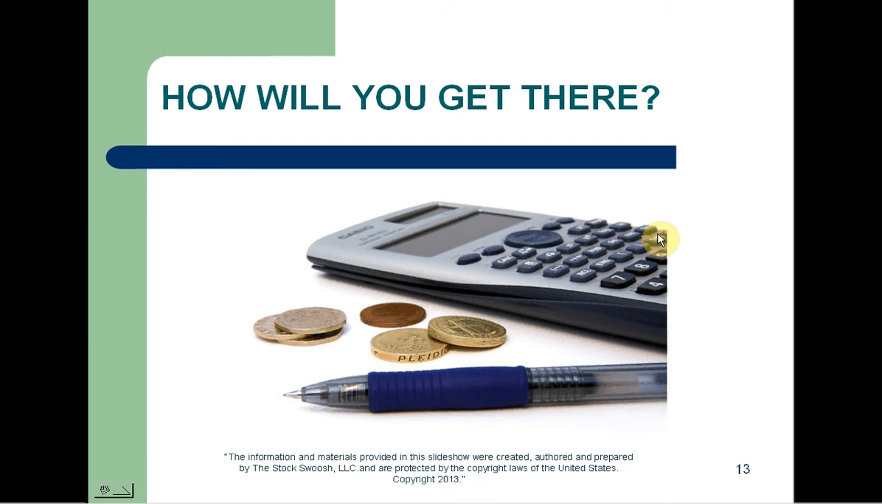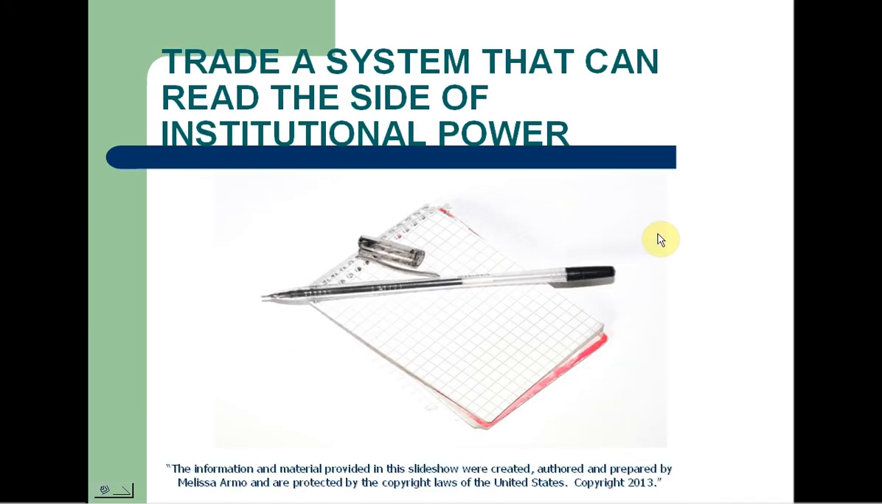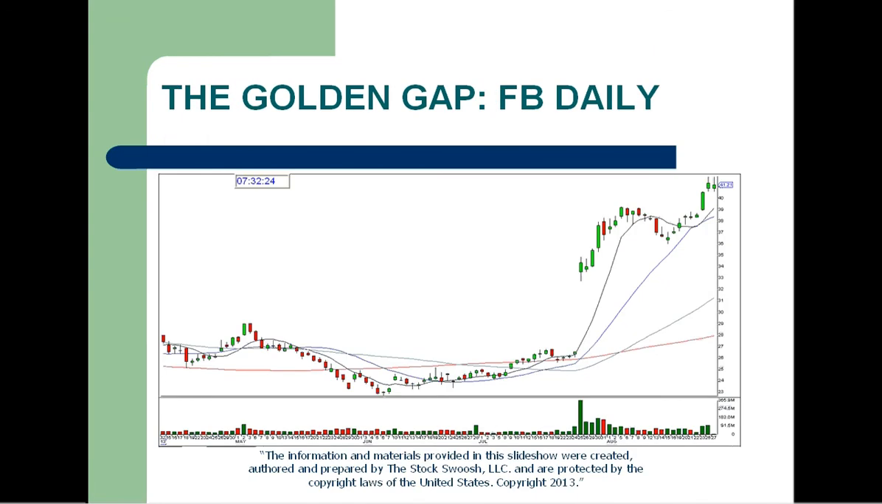So how are you going to get there? How are you going to get to this place from A to B? Well, we're going to talk about it in the lecture next week. It's really about trading a system and learning a system that can read the side of institutional power. This makes it very easy for you. Follow a structure to do it.